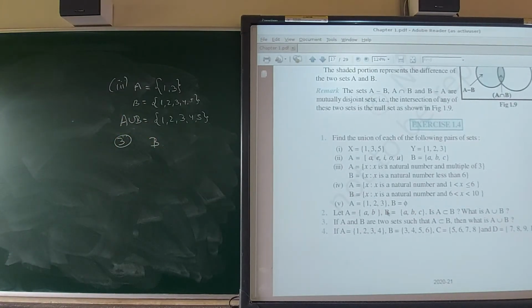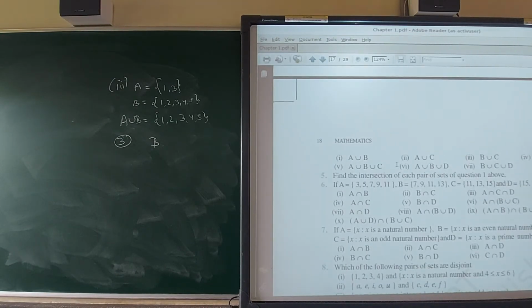Fourth one: A is 1, 2, 3, 4, B is 3, 4, 5, 6, and C and D are also given. We have to find something. On the next page you have to find A union B, A union C, B union C, B union D, all these things. I will go with the fifth part: A union B union C.